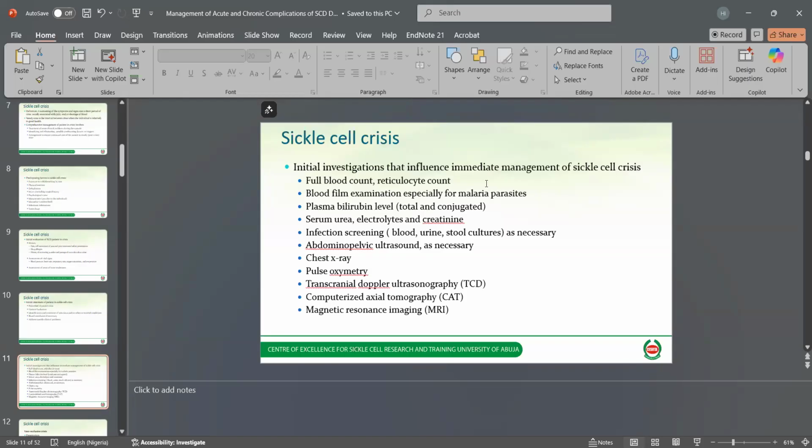Blood film examination, especially if we are suspecting malaria parasites, plasma bilirubin level, serum urea, infection screening, abdominopelvic ultrasound if necessary, chest x-ray, pulse oximetry. Now, chest x-ray is very important.